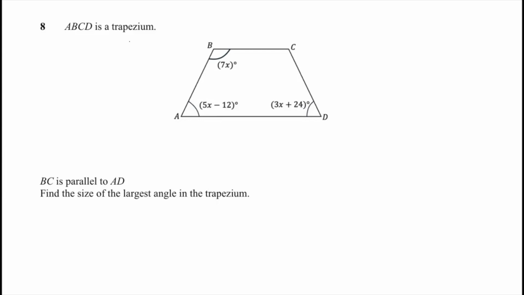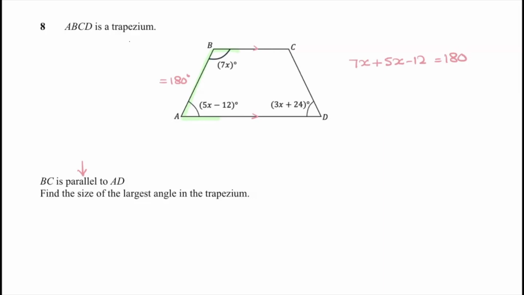They're making a point of telling us the two lines are parallel. This is because we will be able to use co-interior angles. If they are parallel, that tells me that I have my co-interior angles here, which equal 180 degrees. So my equation is 7x plus 5x minus 12 equaling 180. That's what's going to enable me to find x.